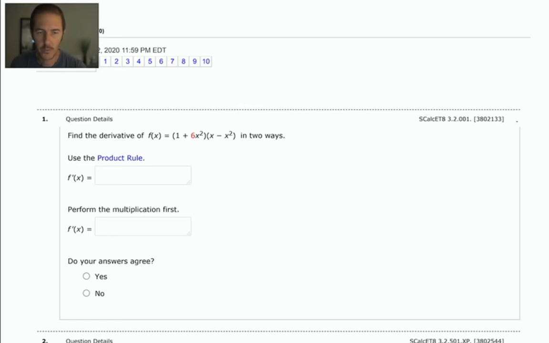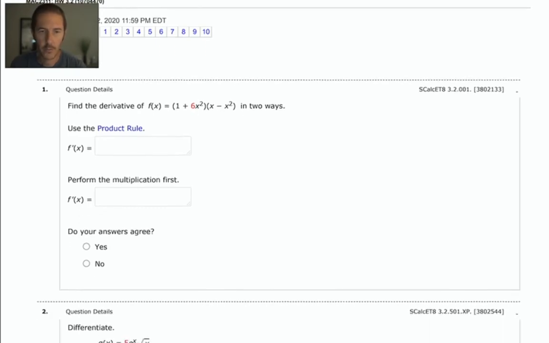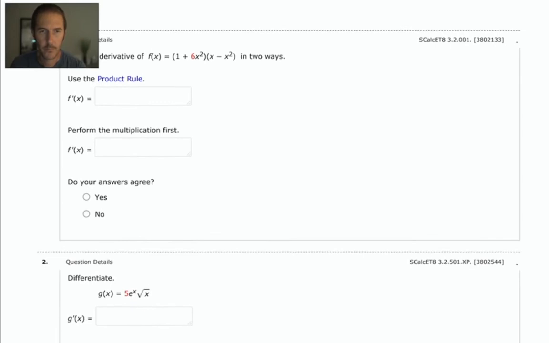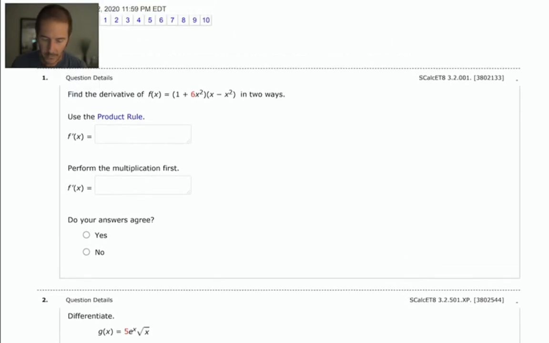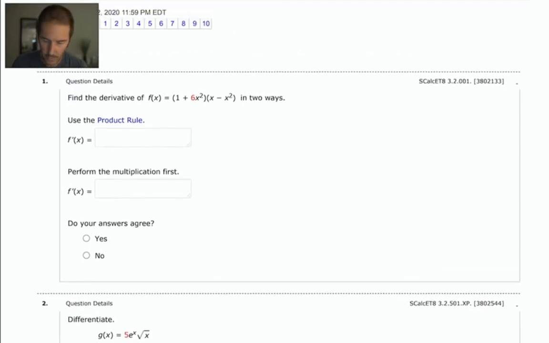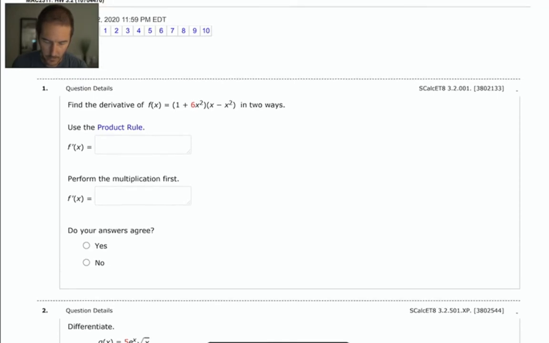Problem number 1 requires the use of the product rule. Here you're being asked to use the product rule to take the derivative. If I can get my pen to work, there we go. And here the suggestion is being made that you FOIL this out, combine like terms, and then take the derivative as you would have in section 1. And you could compare and see if you get the same answers.